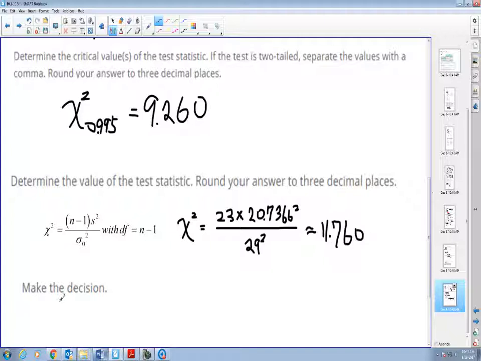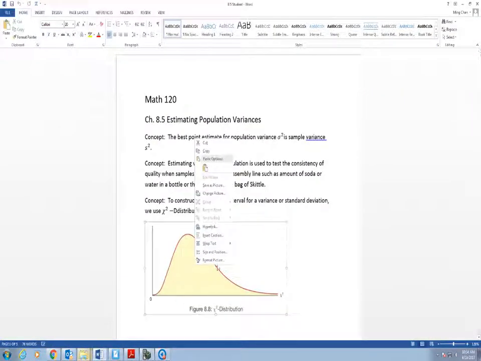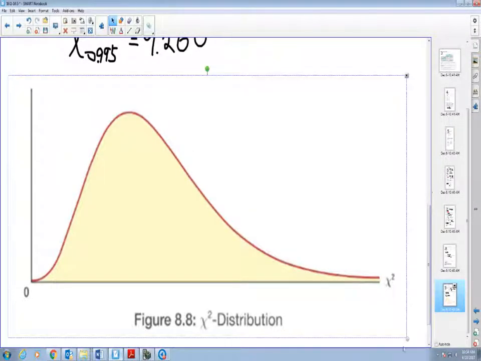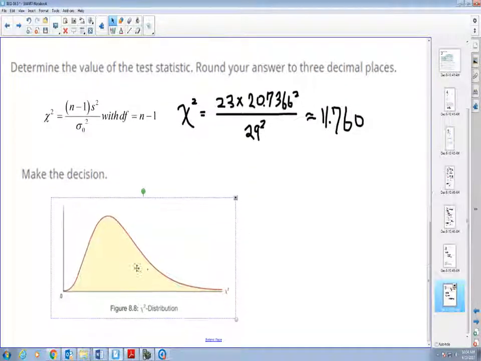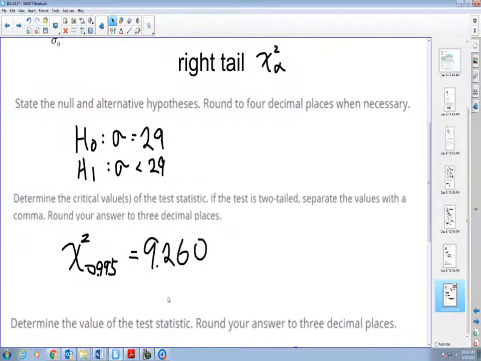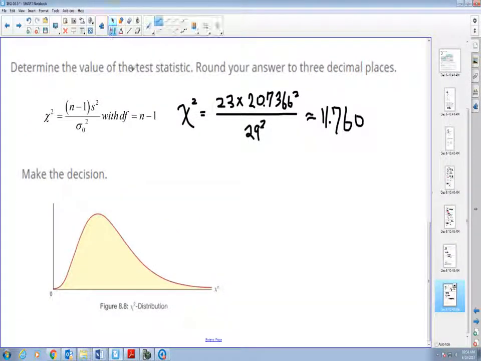Okay, now let's make a decision. So what I'm going to do is go to the 8.5 notes. I'm going to get myself a chi-square distribution. I'm going to draw the picture for you. Alright, check it out. So what's going on here is I'm doing a left tail test. And my critical value is 9.260. So my 9.260 might be right here. For example, this is a left tail test.